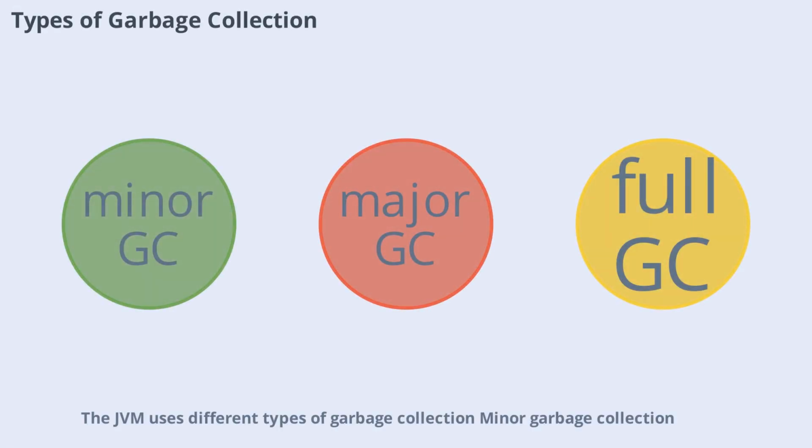JVM uses different types of garbage collection. Minor garbage collection, also called young generation collection, reclaims memory from short-lived objects. Major garbage collection, or old generation collection, handles long-lived objects that survive multiple minor collections. Full garbage collection reclaims memory from all generations and usually takes longer, causing temporary application pauses. Understanding these types helps optimize Java application performance.